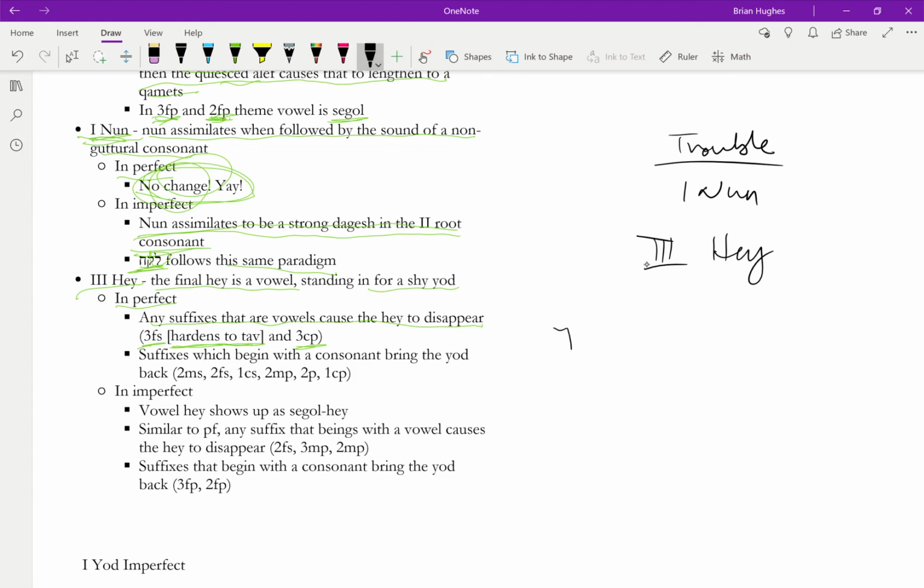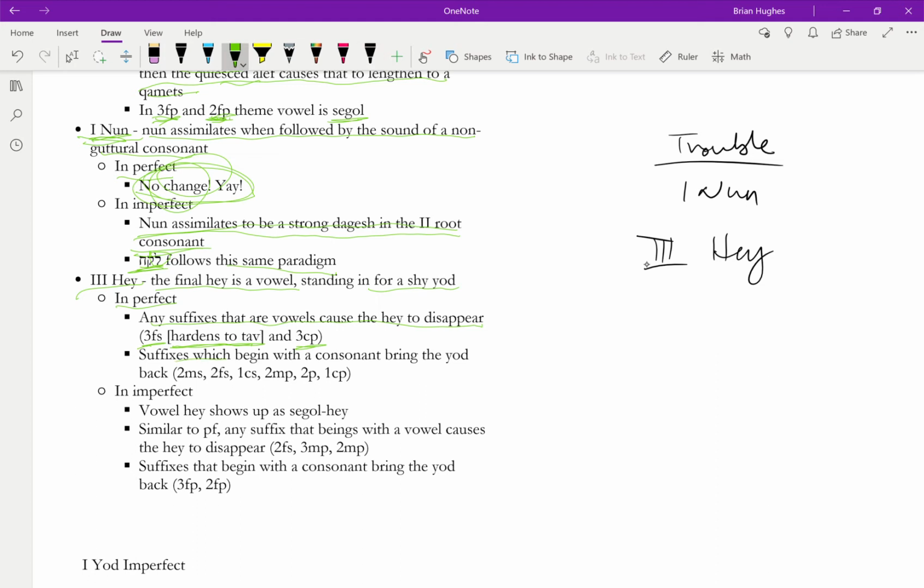So I'll actually write that out. We just get galu instead of having the hey. So again, having to figure out where that third root went, you have to use some detective skills.